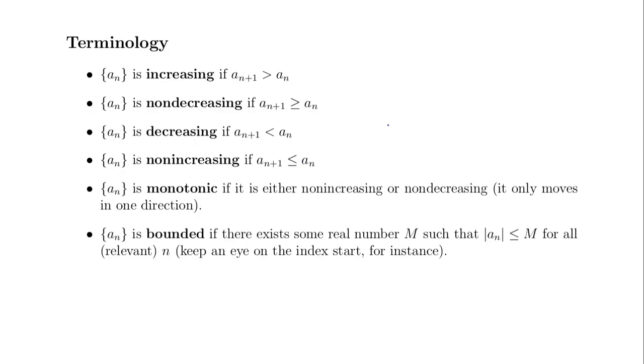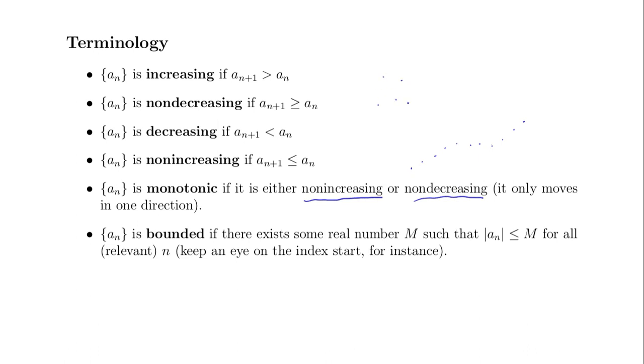Cool. We also have these terms monotonic and bounded. Monotonic essentially just means that your sequence goes in one direction. That's it. It's either non-increasing the whole time, so it's maybe the same and going down, or non-decreasing the whole time, maybe increasing, or maybe it's got a couple points that are the same, but it never decreases. So as long as it's going in one direction, we'll call it monotonic.